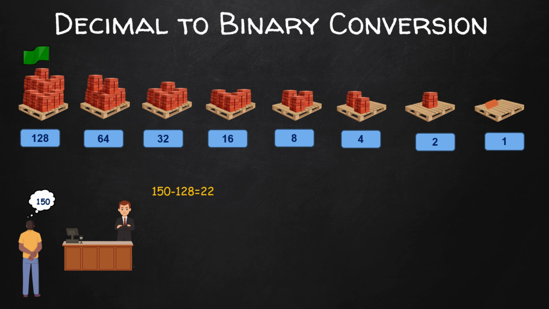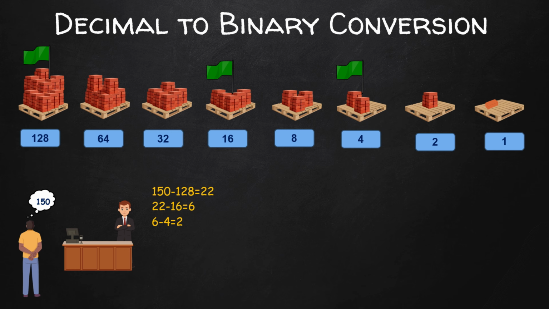Then he went to the third group, which has 32 bricks. He didn't choose that either because the number is too high. Then he went to the fourth one, which has 16 bricks. What Martin required is 22 bricks, so he selected the fourth one and marked it with his green flag. Now the number of required bricks is 22 minus 16, which is equal to 6. Then Martin went to the next group, which has 8 bricks, so he didn't select that. He went to the next one, which has 4 bricks, and he needed 6, so he selected that group and marked it with the green flag.